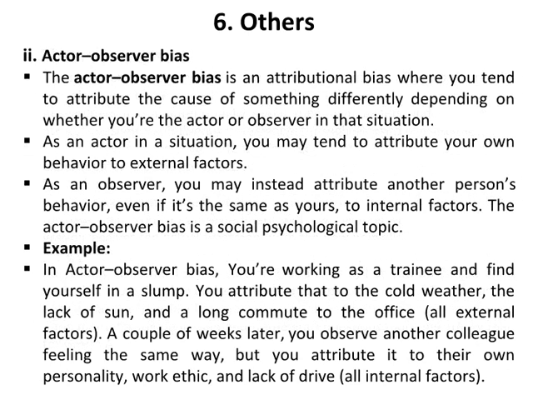Number 2 is actor-observer bias. The actor-observer bias is an attributional bias where you tend to attribute the cause of something differently depending on whether you're the actor or observer in that situation. As an actor in a situation, you may tend to attribute your own behavior to external factors. As an observer, you may instead attribute another person's behavior, even if it's the same as yours, to internal factors. The actor-observer bias is a social psychological topic.